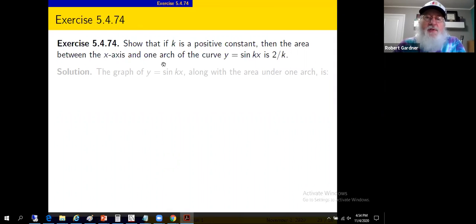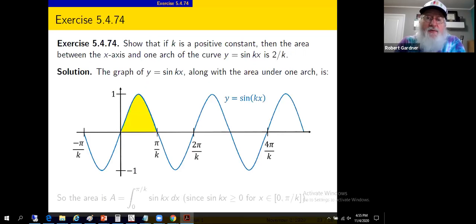Number 74 says, show that if k is a positive constant, then the area between the x-axis and one arch of the curve y equals sine kx is 2 over k. Area between the x-axis and one arch of the curve of a sine function, sine kx, that'd be a definite integral. Areas under curves are represented by definite integrals.